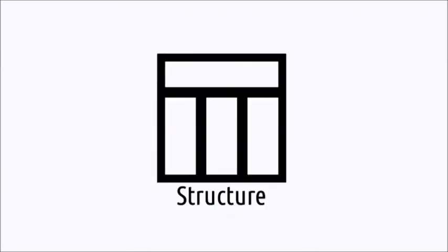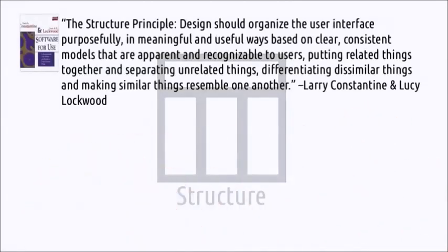The structure principle is concerned with the overall architecture of a user interface. In many ways, it's more closely related to the narrower field of user interface design than HCI more generally. It comes from Constantine and Lockwood, and they define it as their structure principle, which says that design should organize the user interface purposefully in meaningful and useful ways based on clear, consistent models that are apparent and recognizable to users, putting related things together and separating unrelated things, differentiating dissimilar things and making similar things resemble one another.